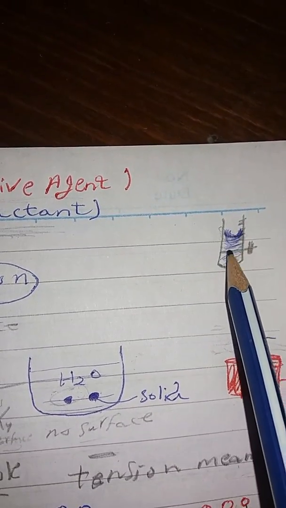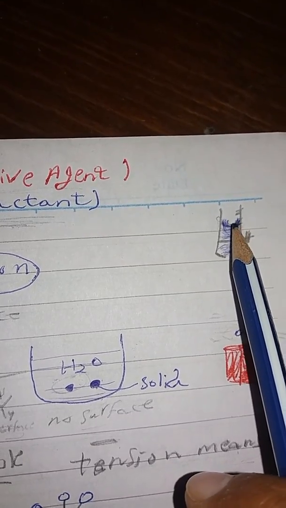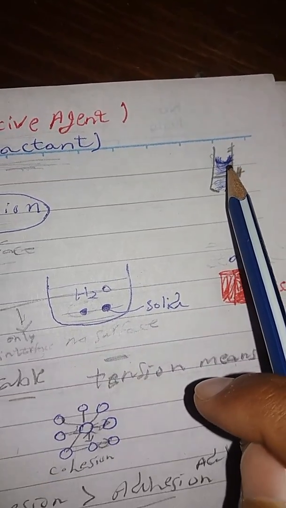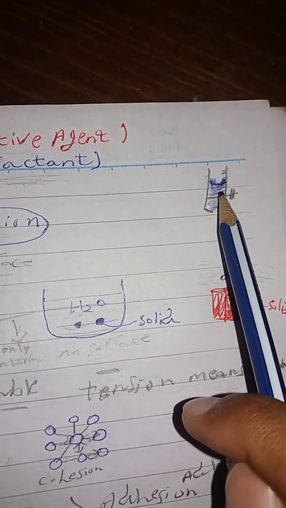It's due to the surface tension that the water is trying to make the surface area exposed to air as small as it can. So we have learned enough about surface tension. Now we are going to talk about surfactant.